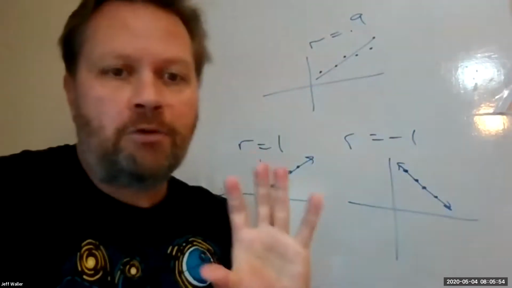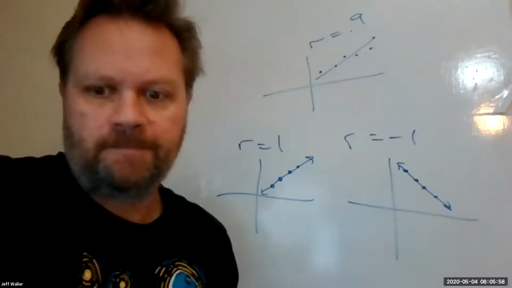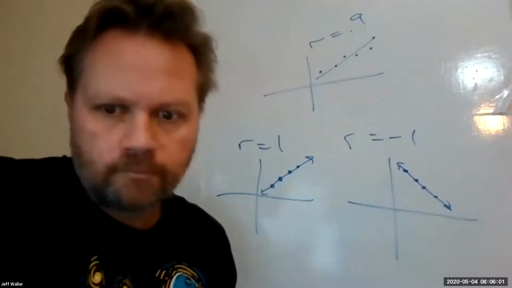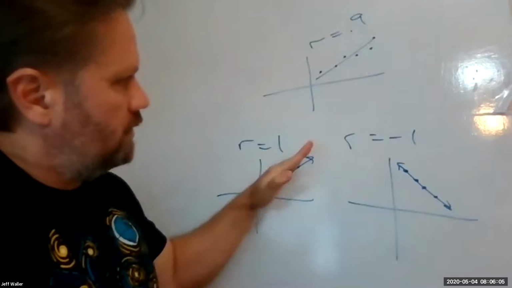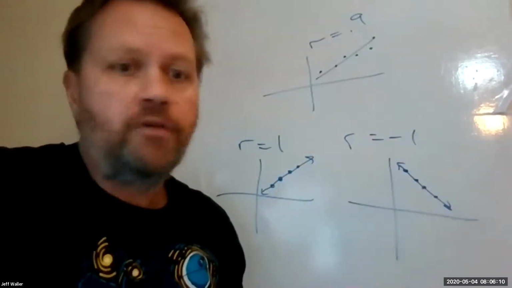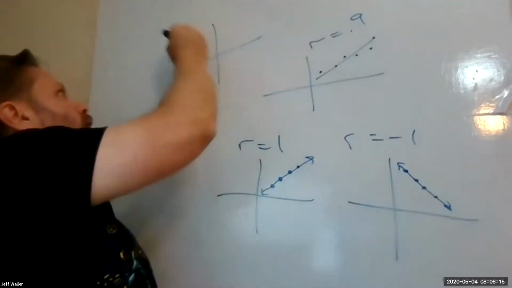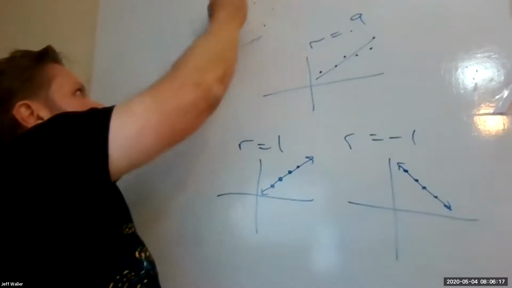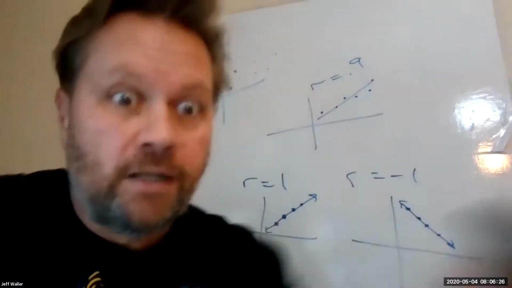So what do you think R equals 0 means? What would R equals 0 mean? If R equals 1 is perfect positive, R equals -1 is perfect negative. Yeah, good. They're all over the place. That would be something like this. There's just no relationship, right? They're just kind of scattered. I like it. But there's another option too.